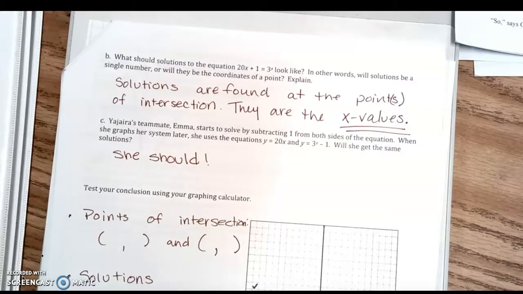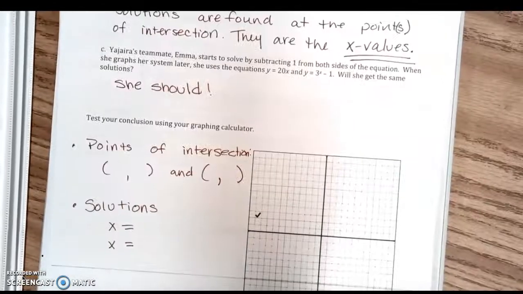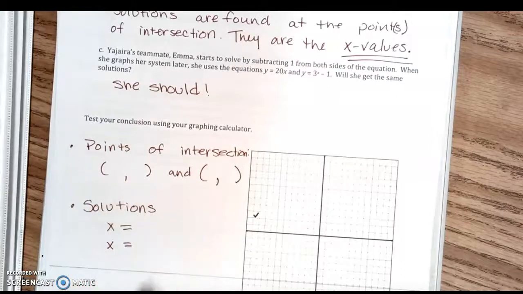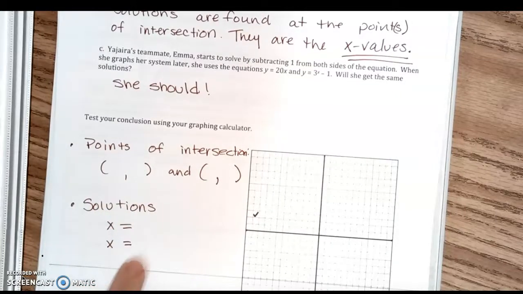Yahaira's teammate Emma starts to solve by subtracting 1 from both sides of the equation. When she graphs her system later, she uses the equation y equals 20x and y equals 3 to the power of x minus 1. Will she get the same solutions? Yes, as long as she types it in the calculator correctly, she'll get the same thing. Test your conclusions using your graphing calculator. If you have points of intersection, write them down. And then the x values are going to be your solutions.